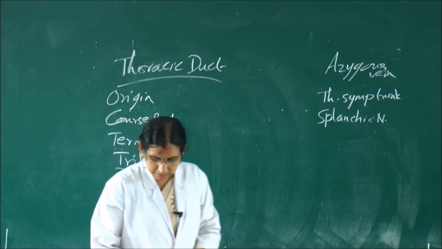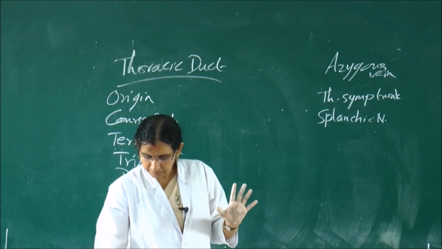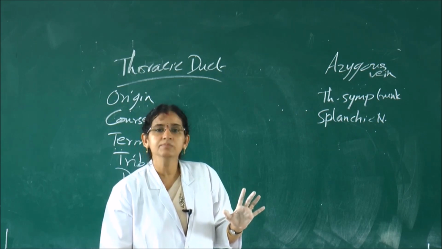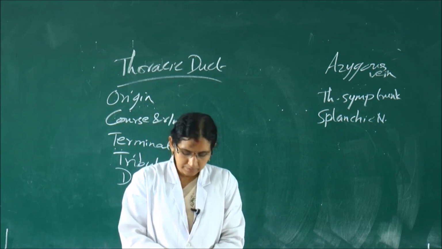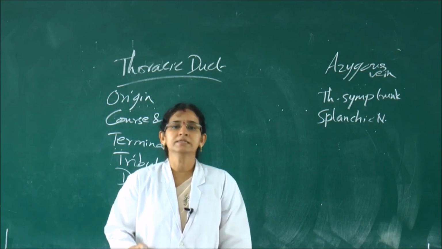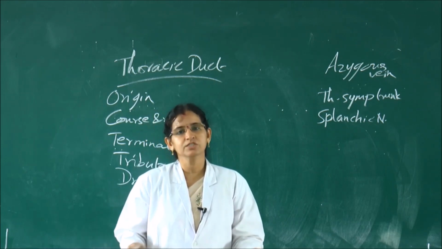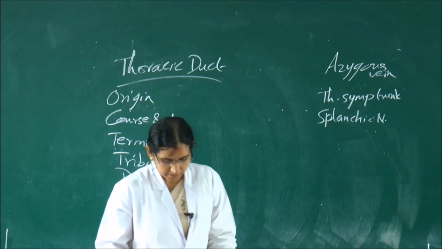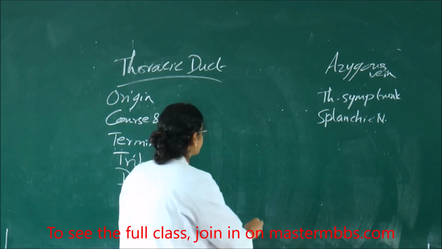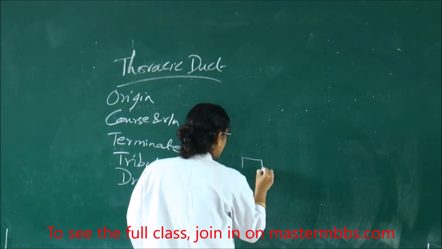Before understanding everything about thoracic duct, it is important to draw a very simple diagram. This diagram is important to understand the relations of all the structures in posterior mediastinum. So please take down this diagram. So let us say this is the T12 vertebral level.